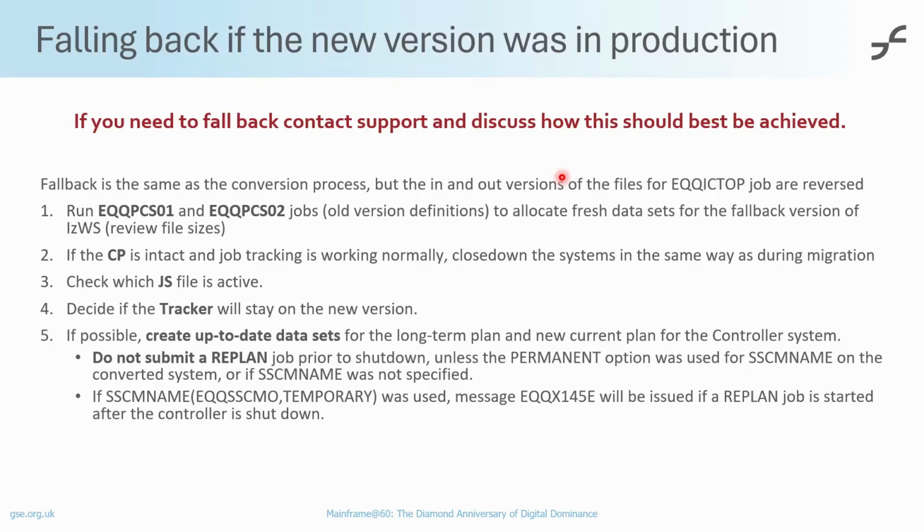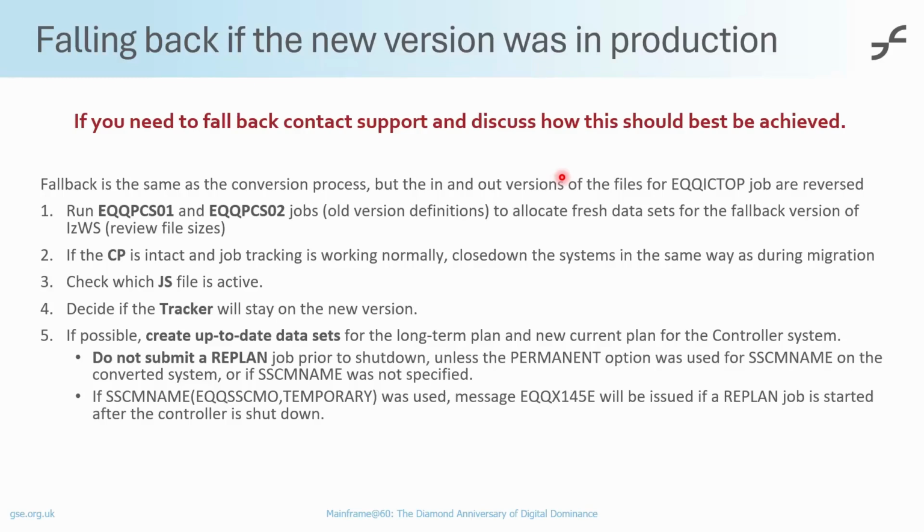You need to run EQQPCS01 and 02, the jobs that have been created by EQQJOBS, the old version definition, obviously, to allocate fresh datasets for the fallback. If the current plan is intact as it was before and the job tracking is working okay, you can close down the system in the same way you did before.